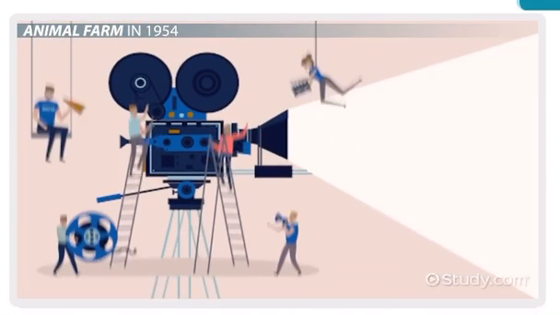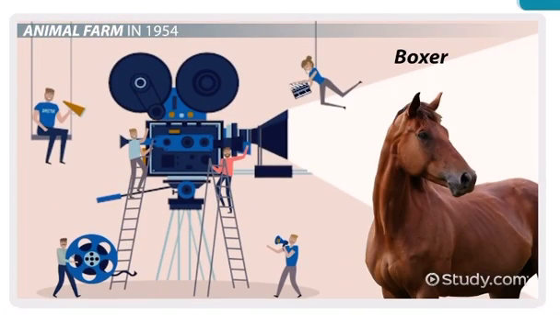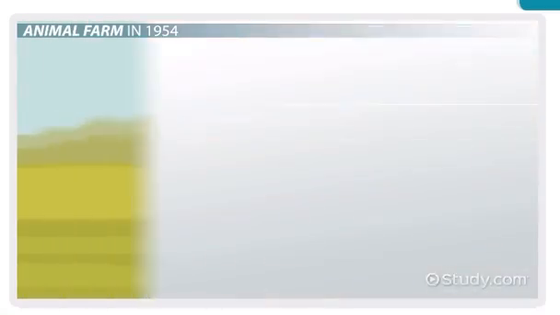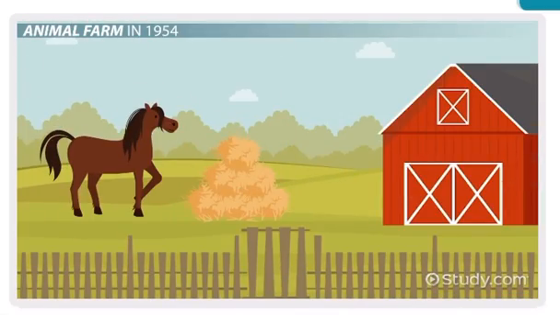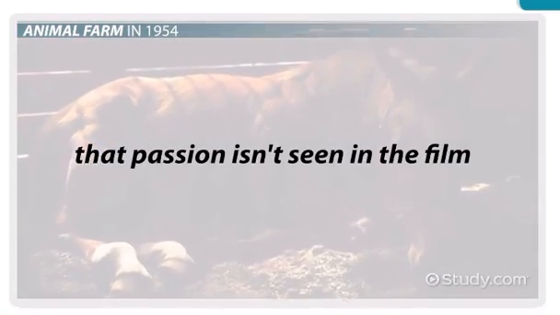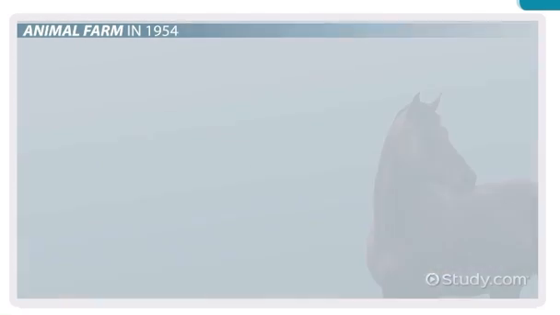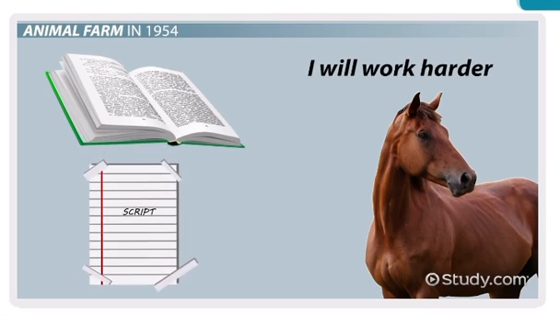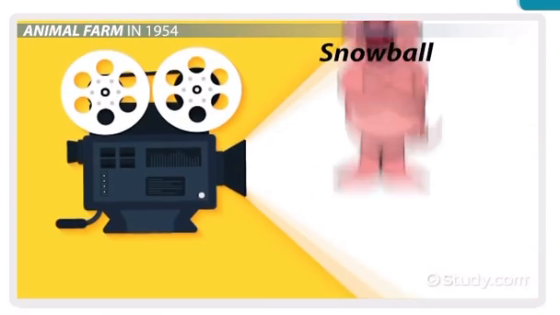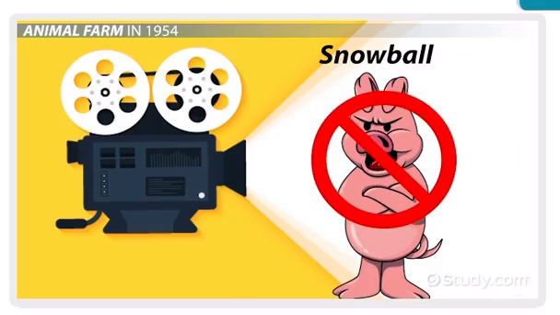One important difference in the film is found in Boxer the horse. In the novel, he's passionate about his work and the vision of Animal Farm, but that passion isn't seen in the film. His repetition of "I will work harder" is an important element in the novel, but is non-existent in the film. A gruesome part of the film is in the removal of Snowball from the farm.